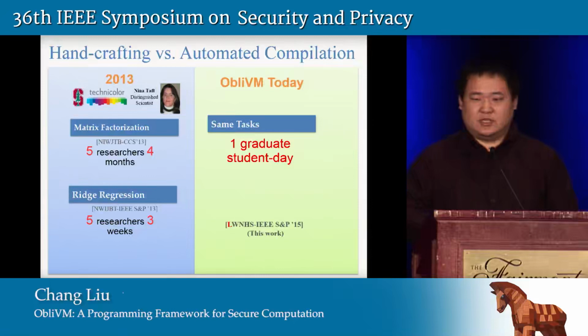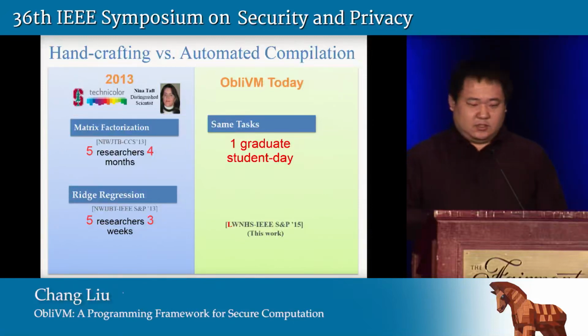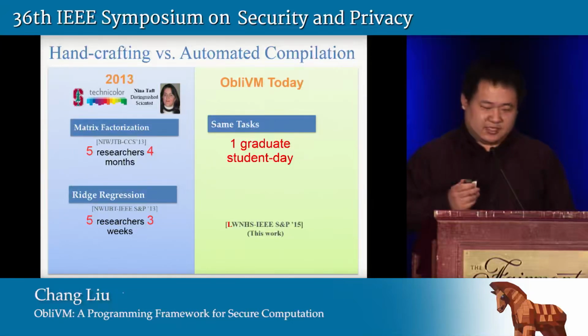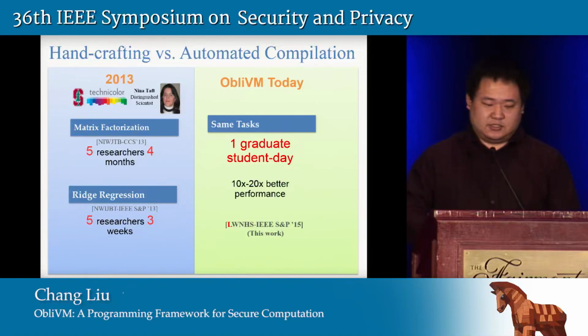So you may wonder whether it is efficient or not. That might not be efficient. But the thing is that we can achieve 10 to 20 times faster. So that is even better. This is what we can do today. So I believe ObliVM is a valuable thing for all secure computation developers.